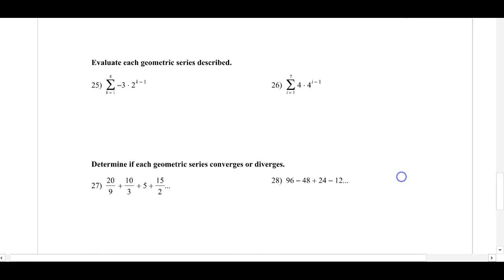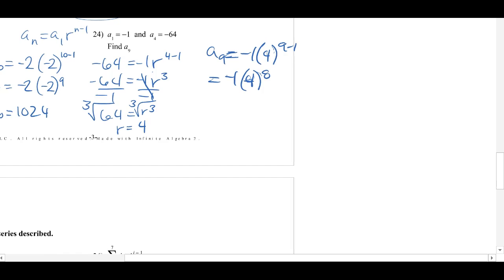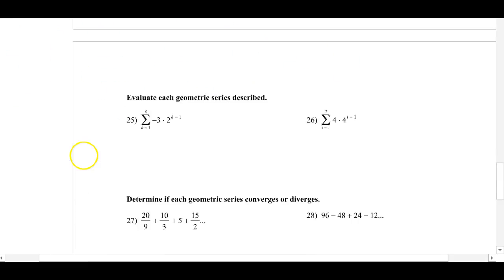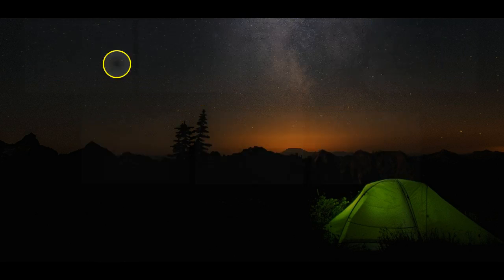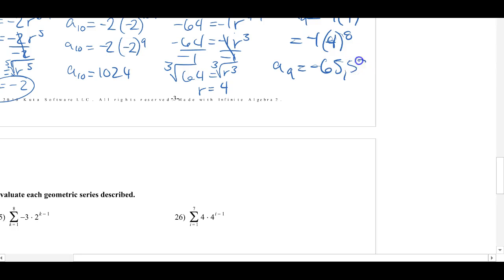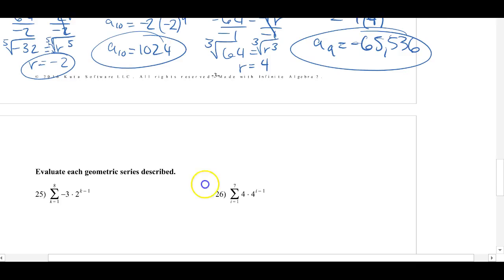Oops, I don't know where my problems went. So then term 9 is negative 65,536. Okay, and that was my answer for the last problem.